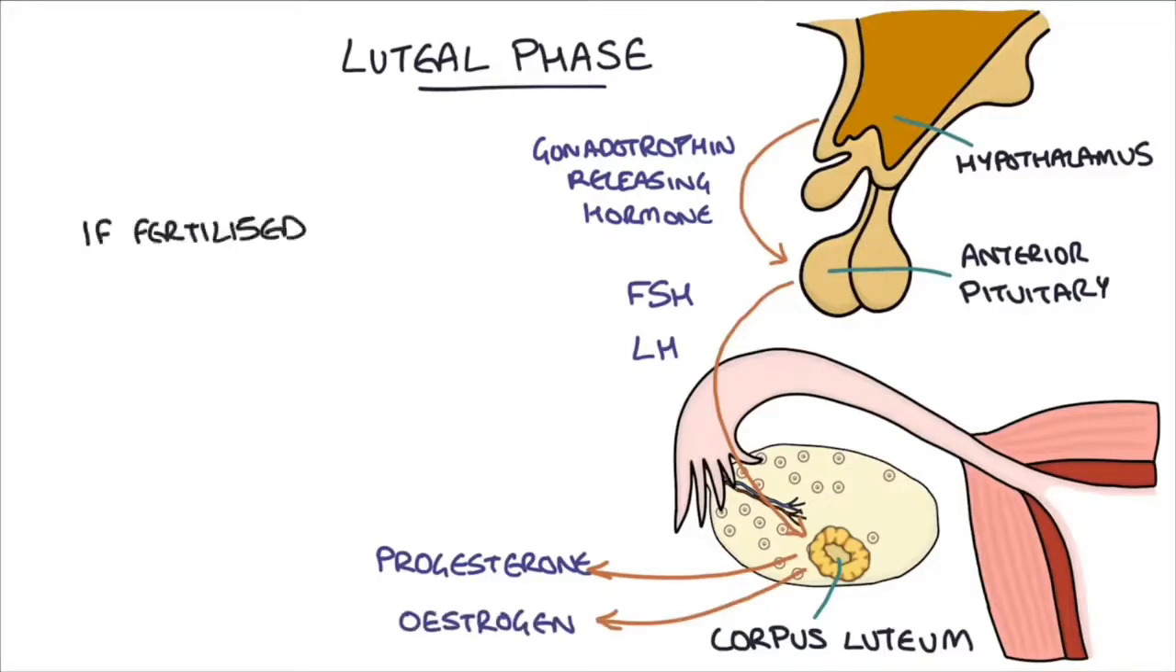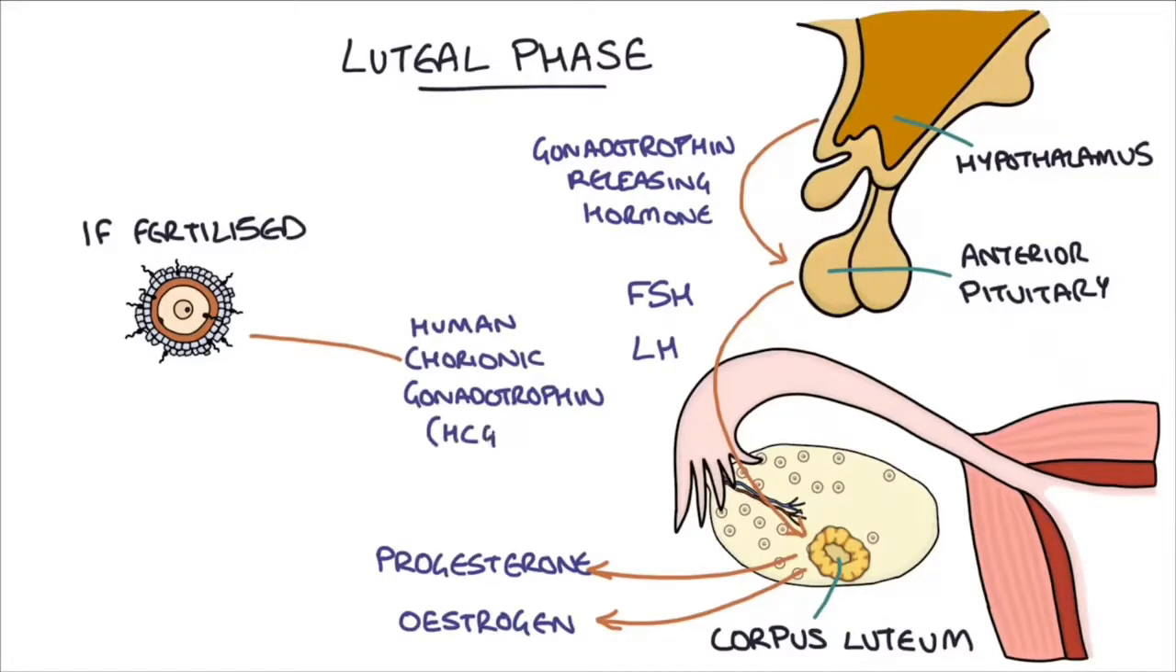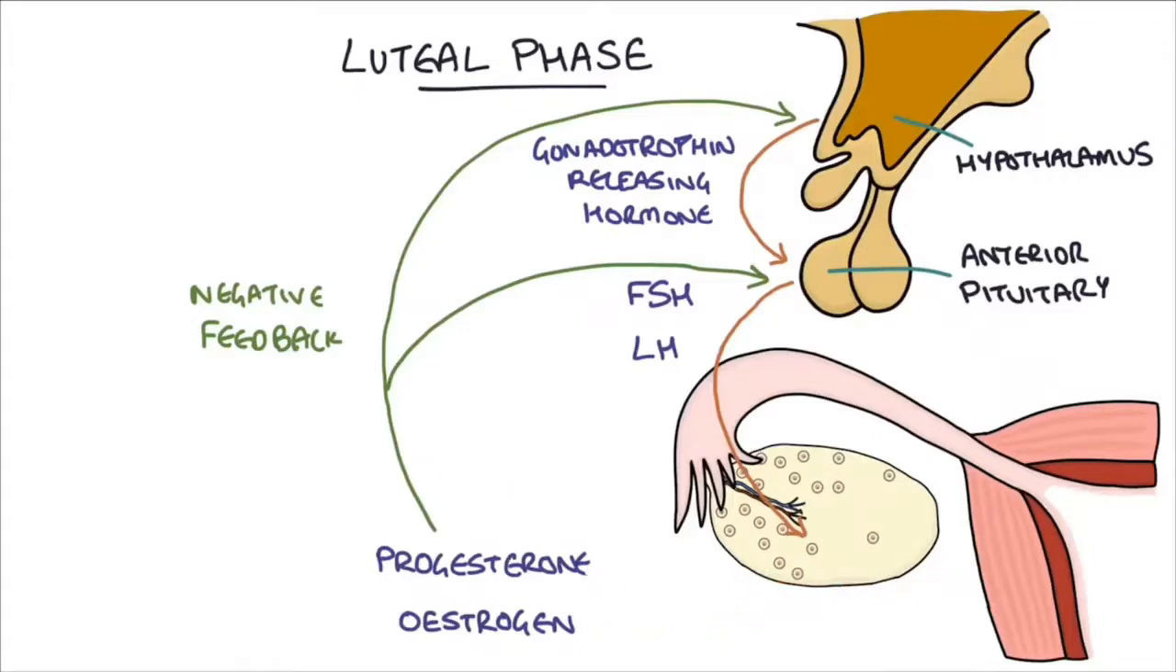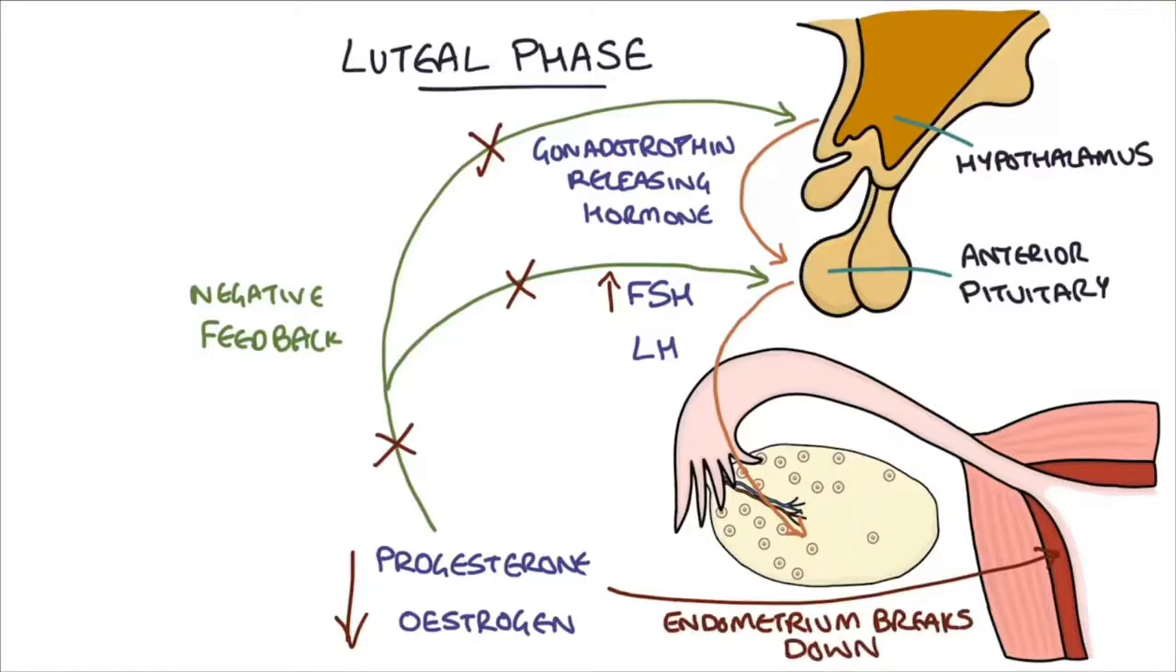If the egg is fertilized, then the embryo secretes something called human chorionic gonadotrophin, or HCG, and that keeps the corpus luteum alive. HCG is the hormone that we check in the pregnancy test. But if the ovum is not fertilized and no HCG is produced, the corpus luteum will degenerate and it stops producing progesterone and estrogen. And this drop in estrogen and progesterone removes the negative feedback to the hypothalamus and pituitary gland, and the levels of FSH begin to rise again, and the cycle is restarted from the start. The drop in estrogen and progesterone also causes the endometrium to break down and menstruation to occur.